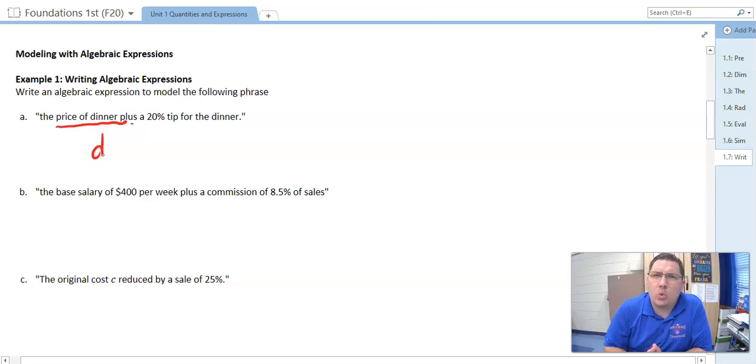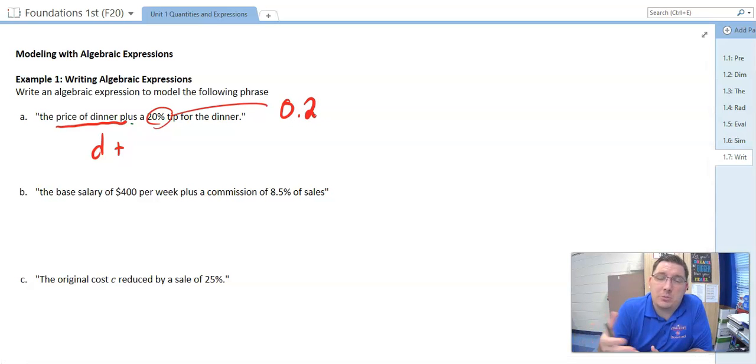And then if I need a 20% tip, remember that when we deal with percentages, we're dealing with multiplication. But we're also going to be adding something, right? It's added on to the bill. But it's not just that we're going to put 20% here. We've got to first change that 20% to a decimal. And what is 20% as a decimal? 0.2. But it's 20% of what? 20% of the price of the dinner.